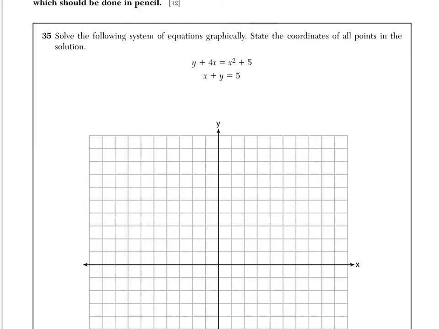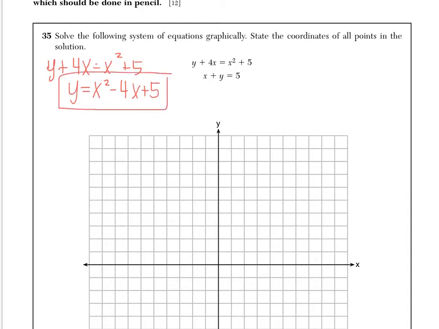So the first step is to get each equation into y equals. So I have y plus 4x equals x squared plus 5. What we're going to do is subtract 4x, so we have y equals x squared minus 4x plus 5. And you're going to type this equation into the calculator. From there, you'll get some coordinates, some points, and you'll be able to plot them.